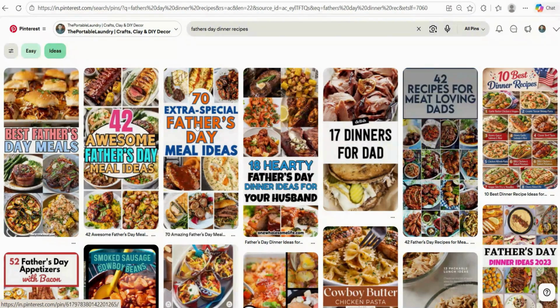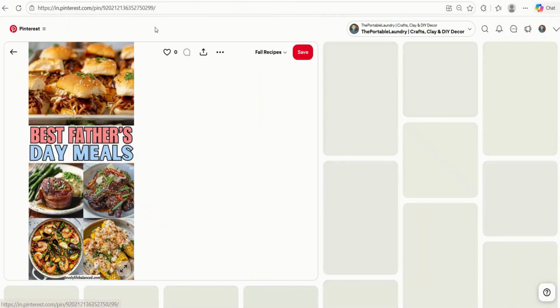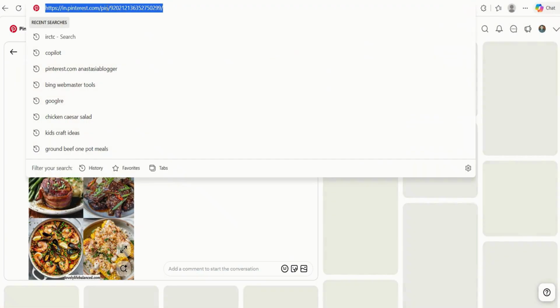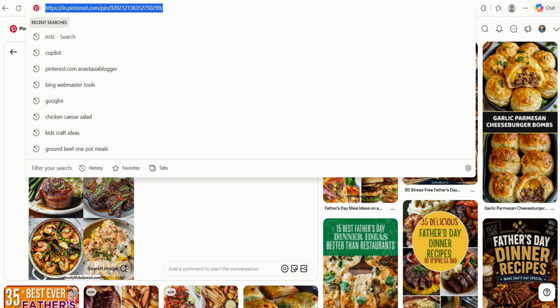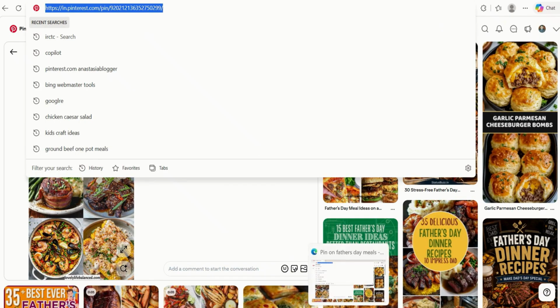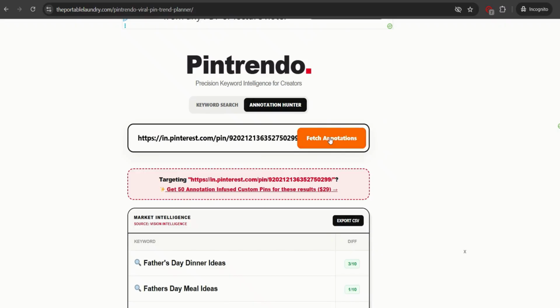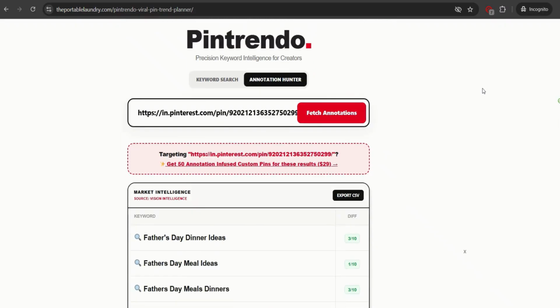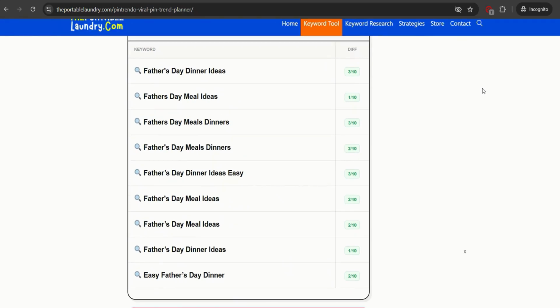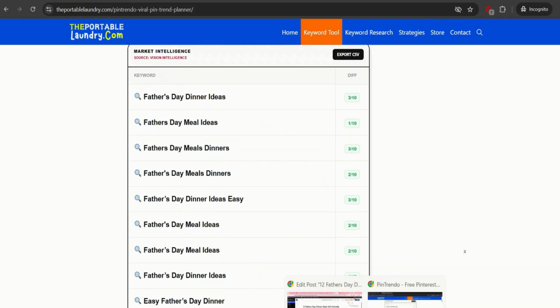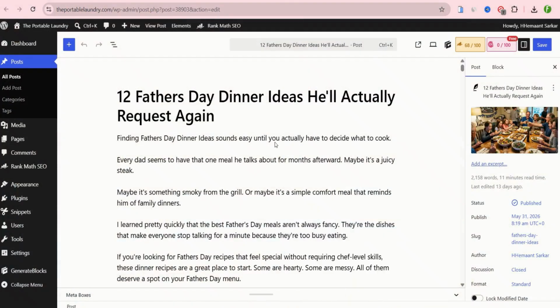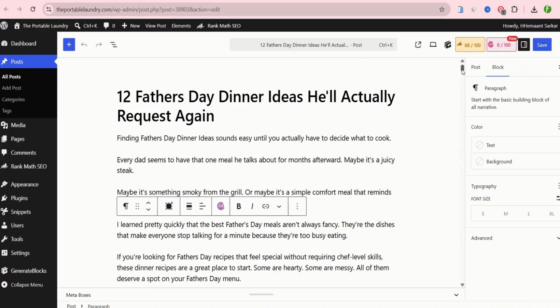You can easily figure out the annotations for a keyword by going to Pinterest and then analyzing the top pin through the Annotation Hunter feature here. All you need to do is copy the URL of the top pin and then paste it into the Annotation Hunter feature here and then just fetch the annotations. Once you do that, you should be able to see the related themes, supporting concepts, seasonal angles, food categories, and other key information. And then I just use those insights to shape my article structure, pin description, and even future content ideas.